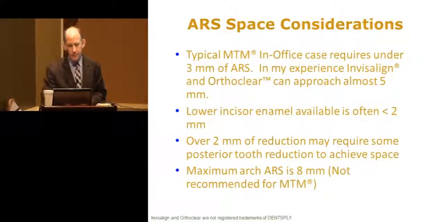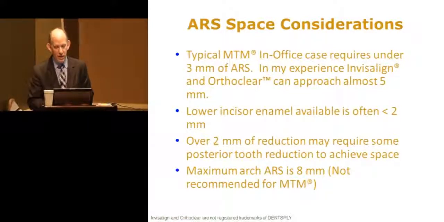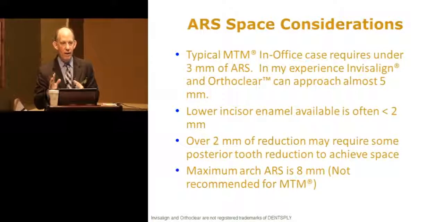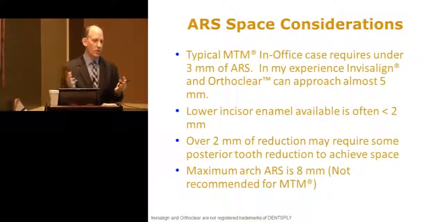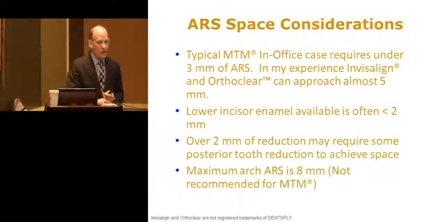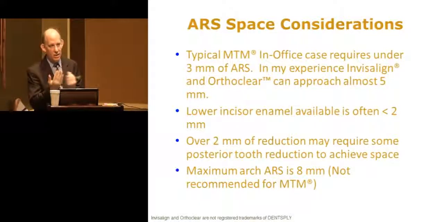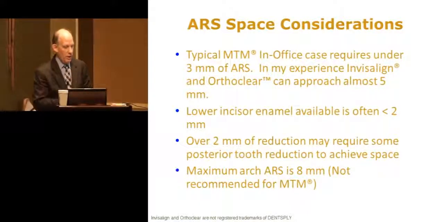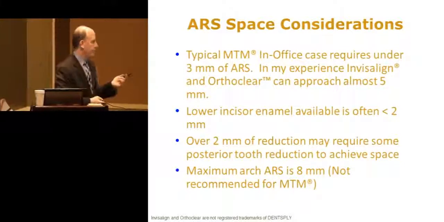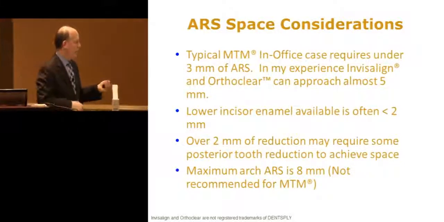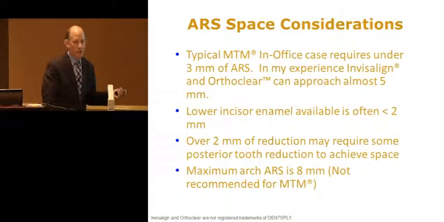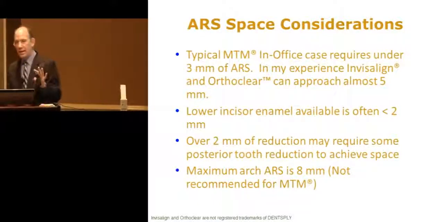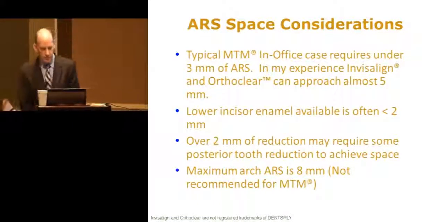Oftentimes, maybe 2 millimeters for a lower incisor. And that's really for someone who was very crowded at the onset and has very flare-shaped teeth. Sometimes it's 1/10 of a millimeter just to get the teeth so they don't stick on each other as you're kind of going back and forth. As Sheridan pointed out, he thinks ARS maximum is around 8 to 10 millimeters in an arch. I'm not a big fan of that. I don't suggest that.